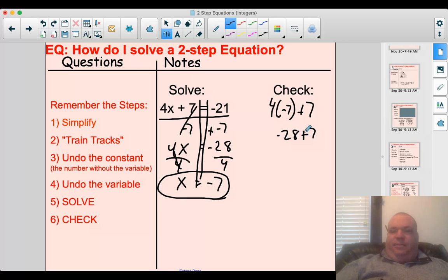Negative 28 plus 7. But remember with the rules, a negative plus a positive is negative because the negative is bigger. And how much bigger is it? Well, if I subtract them, 28 minus 7 is 21. So it's negative 21.